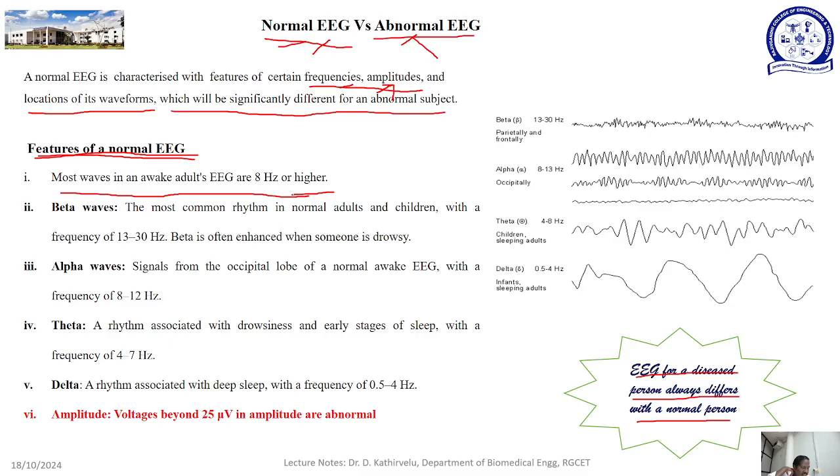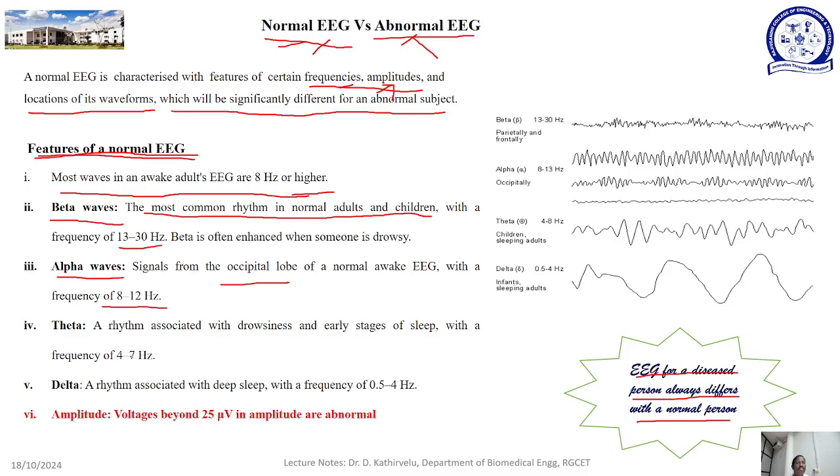The frequency of an EEG for a normal adult will be at least 8 Hz. Beta waves are those waves with frequency ranging from 13 to 30 hertz. This is the common rhythm seen in normal adults and children. Alpha waves are those signals obtained from the electrodes placed in the occipital lobe of the brain. For a normal subject who is awake, the frequency of the alpha wave will range from 8 to 12 hertz.